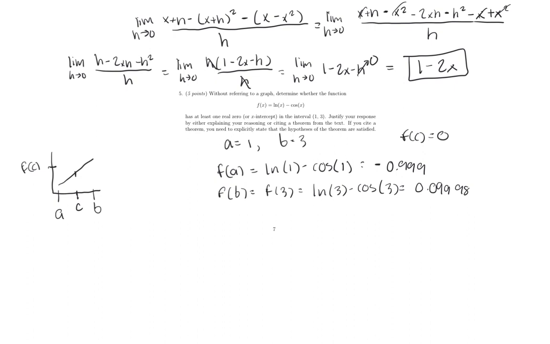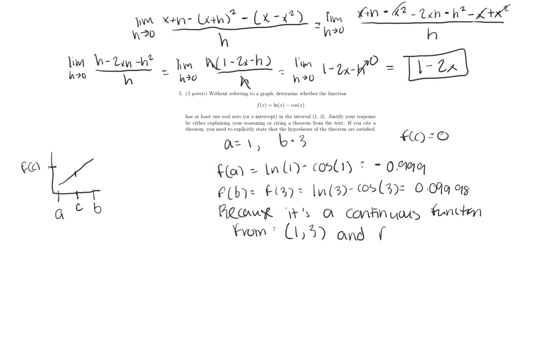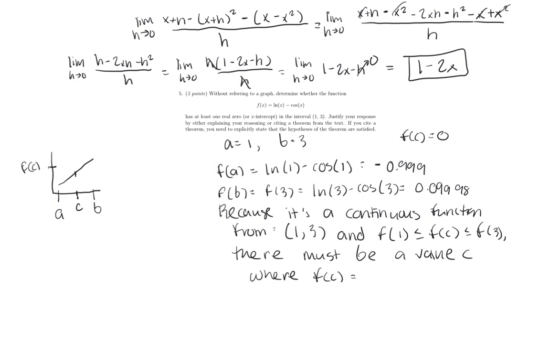And so we say that because it's a continuous function from 1 to 3, and f of 1 is less than or equal to f of c is less than or equal to f of 3, there must be a value c where f of c equals 0 by IVT.